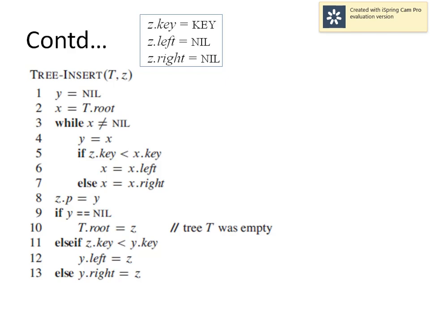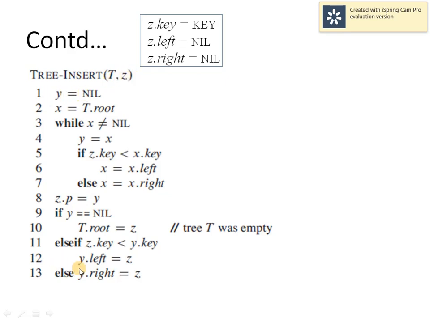Then we have to initialize the left and right child pointers to null. We have just seen that whenever we insert a new key value, it has to be inserted as a leaf node. As far as the leaf node is concerned, the left child as well as the right child of the leaf node should be equal to null. So we have to initialize these to null also. After that, we have to call this procedure with the root of the tree and the new node Z which is to be inserted.